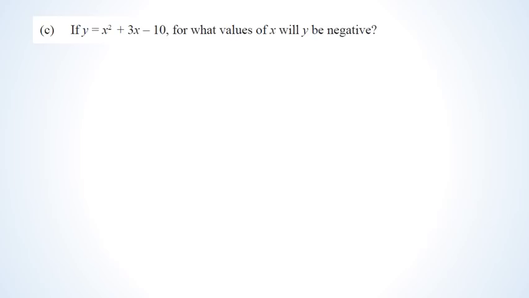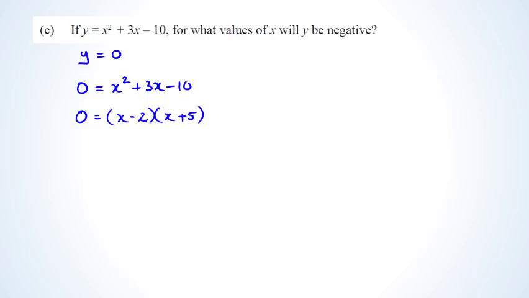So the first step you want to do is put y equal to 0 and figure out for what values of x y is equal to 0. So we're going to get 0 = x² + 3x − 10. Factorizing this, we're looking for two numbers that multiply to minus 10 and add to positive 3. In this case, it's going to be negative 2 and positive 5. Once we get these two values, we solve for it. So that means we've either got x − 2 = 0.